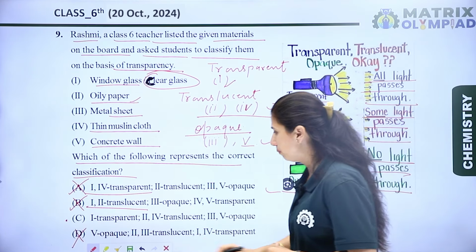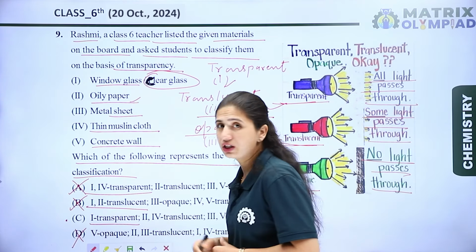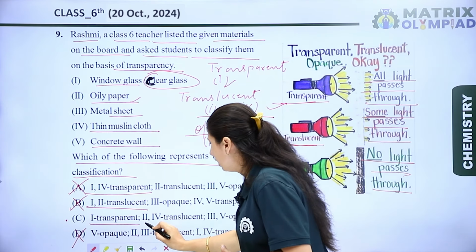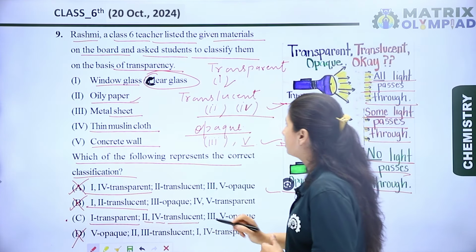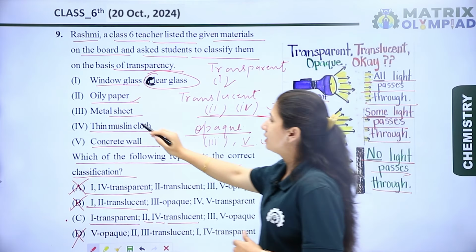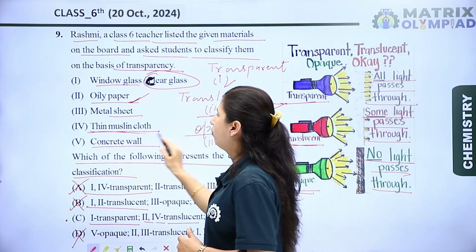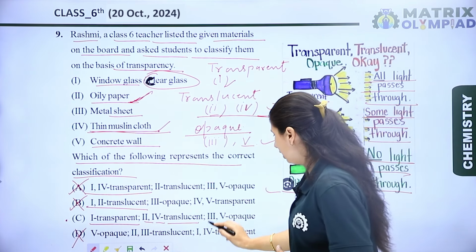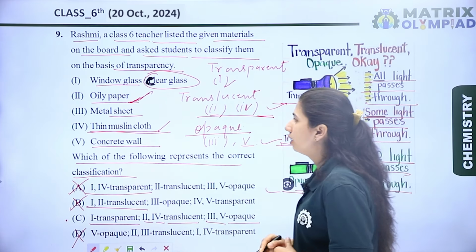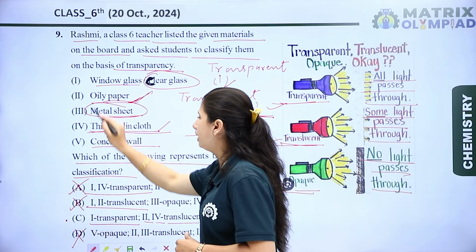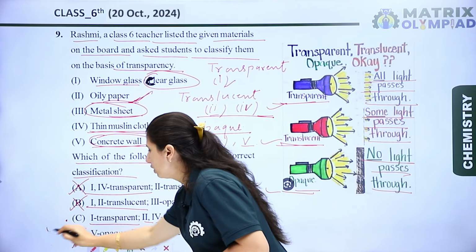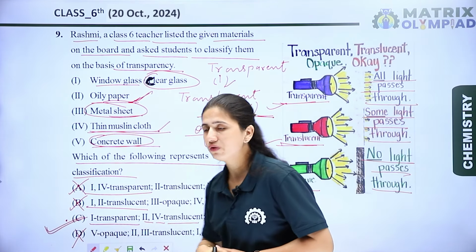Now let's see C. In C, first is transparent. Yes, the clear glass is transparent. Next, second and fourth are translucent. Second is oily paper and fourth is thin muslin cloth. Both are translucent in nature. And the third and fifth, meaning the metal sheet and the concrete wall, both are opaque substances. So option C is the right option for this question.